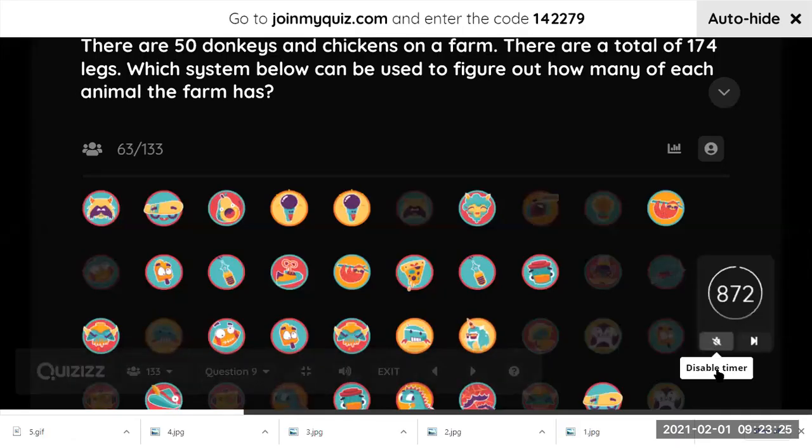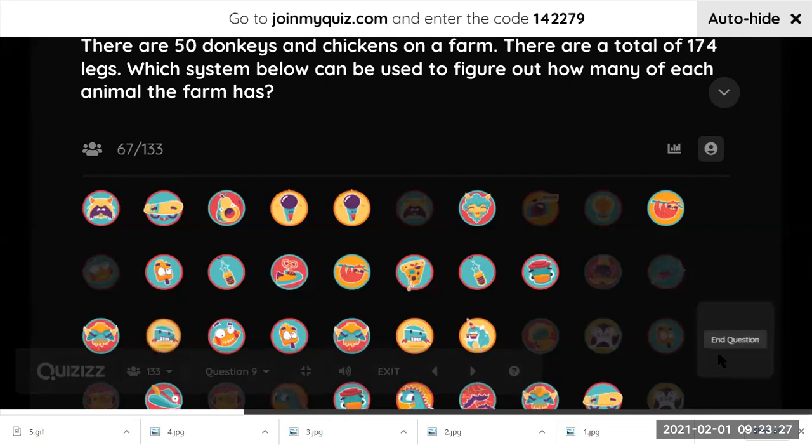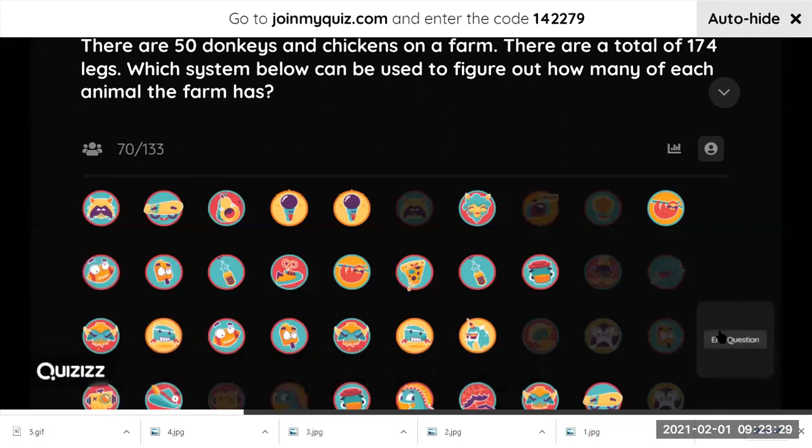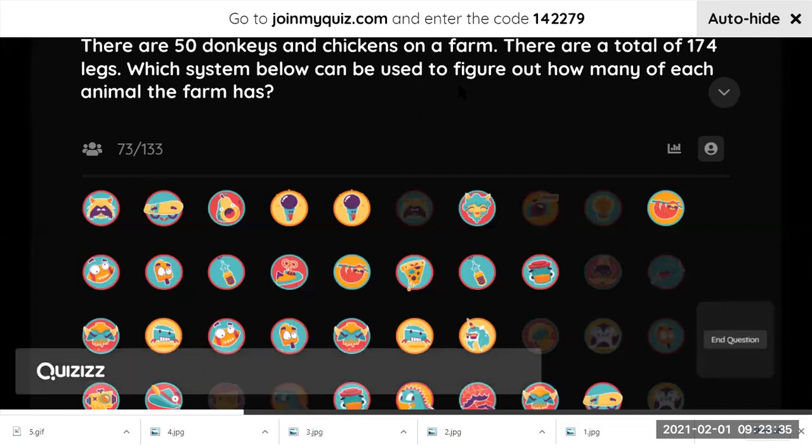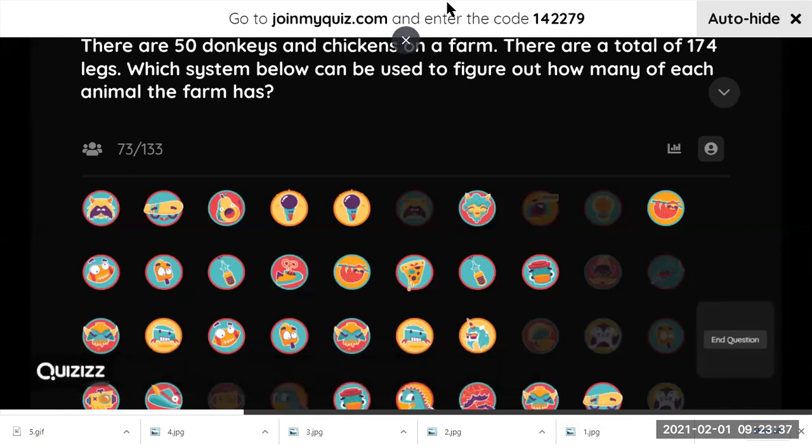And I'm going to switch off this timer. All right, I'll give you 30 more seconds. Take a look at the choices closely and identify the correct one.